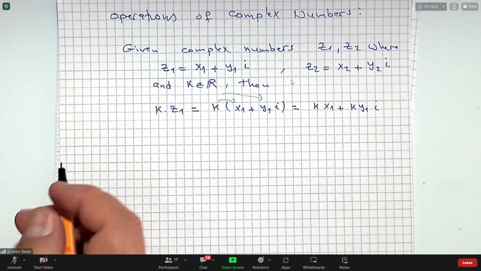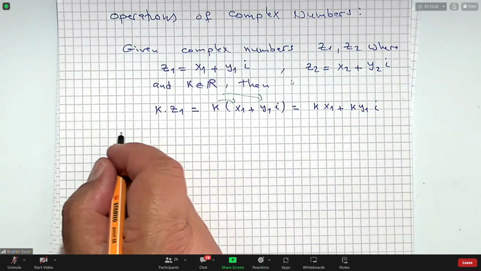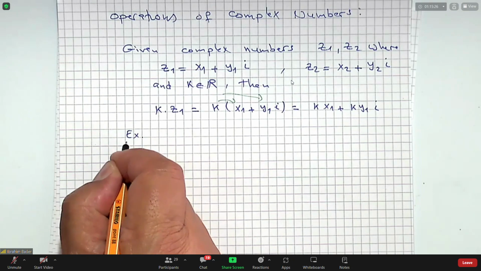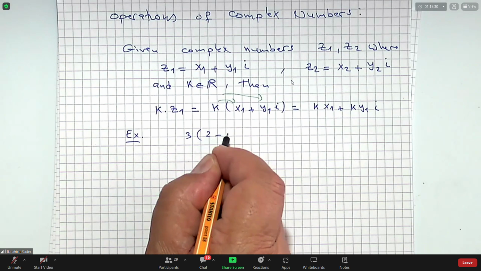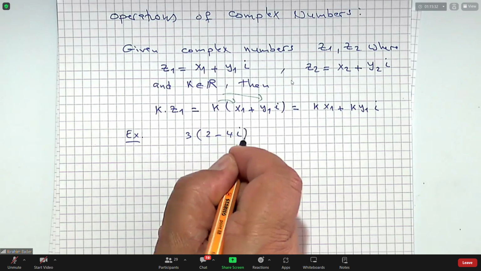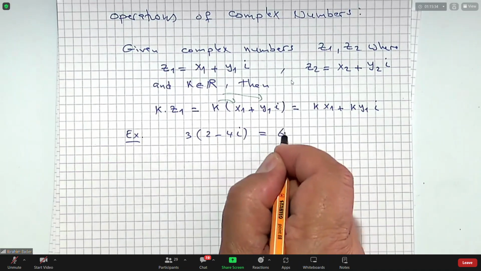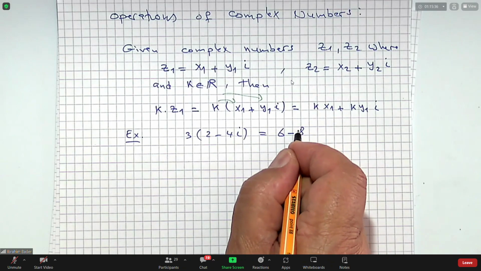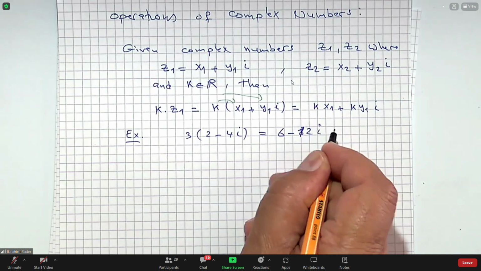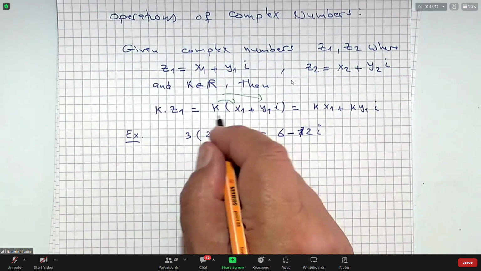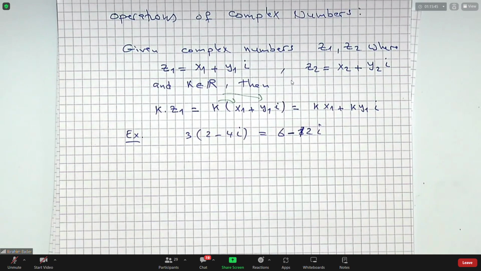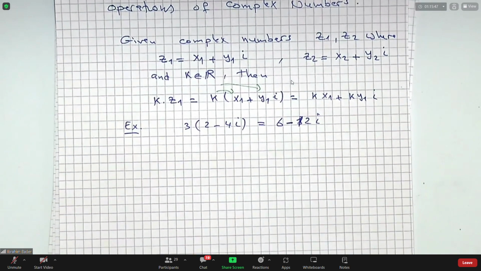Okay, let me give you the operations with an example. Let's take a very simple example. 3 times 2 minus 4i is equal to 6 minus 12i. So we just expand the coefficients. This is a very simple operation.